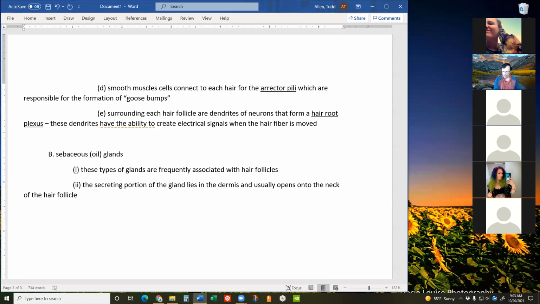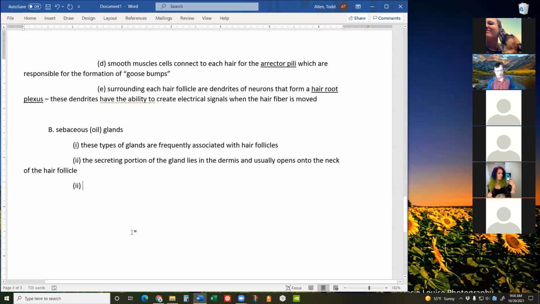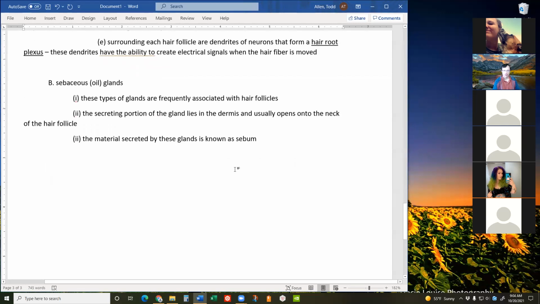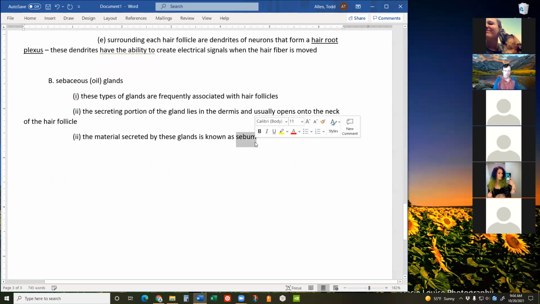Okay. Now the material that is released from the sebaceous glands is given a special name. The material that's secreted, we think of it as oil, but from a proper science perspective, it's called sebum, S-E-B-U-M. Material secreted by these glands is known as sebum. Okay, so here we are. I'll highlight that by underlining it.